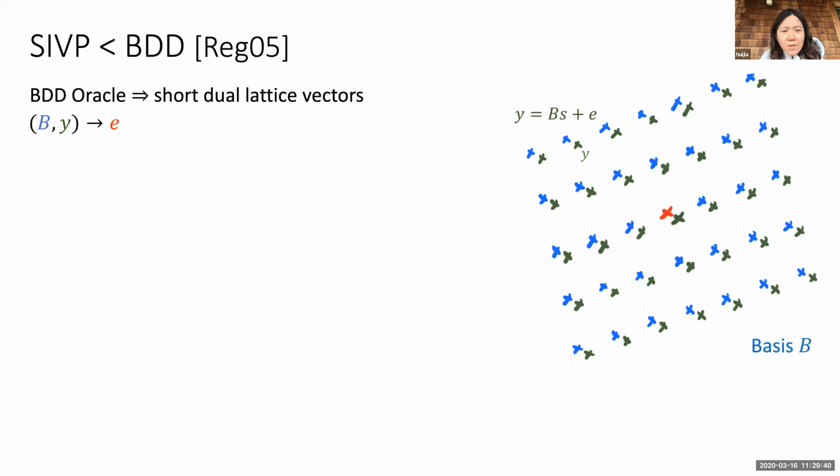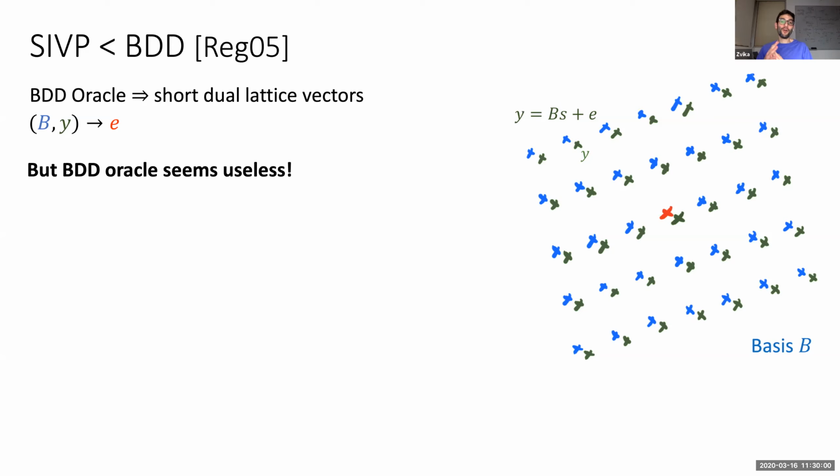Hi, Zvika. Do you need the BDD oracle to work with probability 1, or does it work with any small probability? It suffices that it works with small probability, but for the purpose of this slide, I'm going to assume that it works with probability 1. Okay.